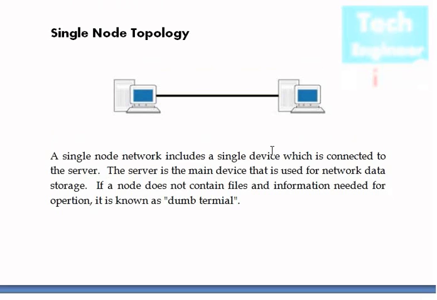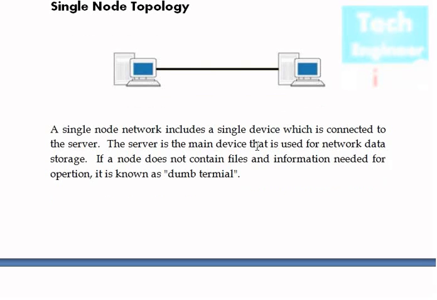Now, those devices are connected with each other, and all the time they synchronize the network. I mean, they keep refreshing themselves. But if the node does not contain files or information needed for operation, for example, if the cable is not able to get the necessary files to operate with each other, then it will be known as a dumb terminal. By the name you can see, dumb terminal means of no use.